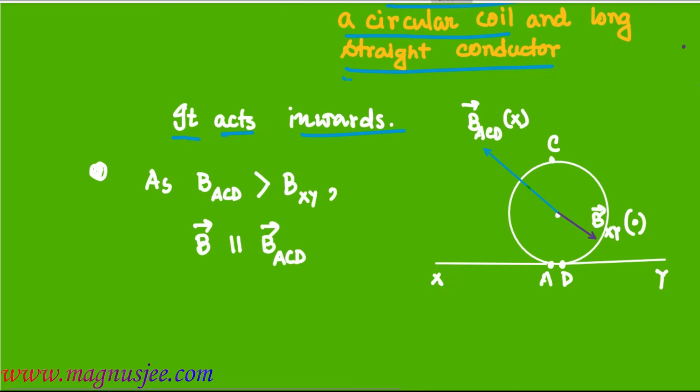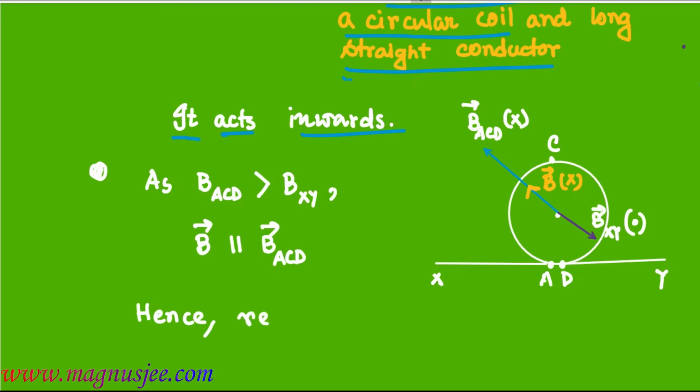In the diagram we can denote vector B as the net resultant magnetic field induction. So here net resultant magnetic field induction is vector B, which will be acting parallel to vector BACD, means vector B, the resultant magnetic field induction, will act inwards. That's why under bracket we denote cross sign. Cross sign means it acts inwards.